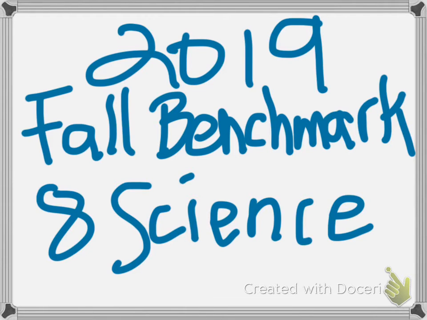Number 3, a marble is given potential energy by being placed at location W. When the marble is released, it rolls down the track. At which location does the marble have maximum kinetic energy? Location W, X, Y, or Z.